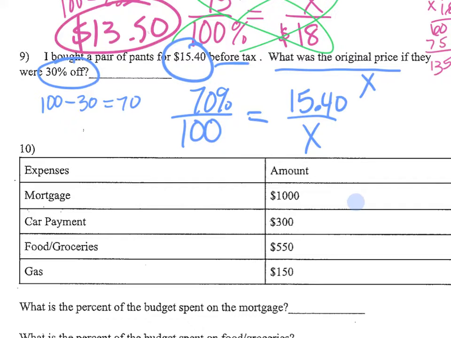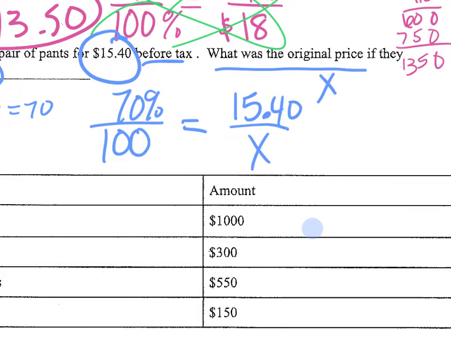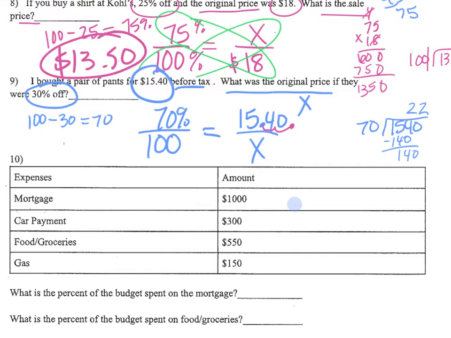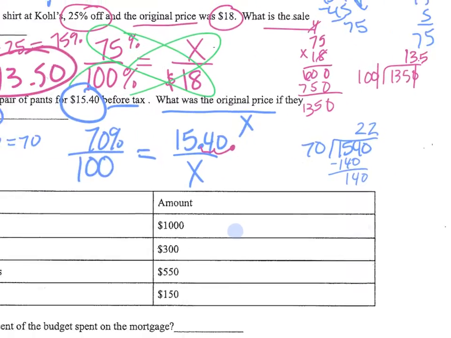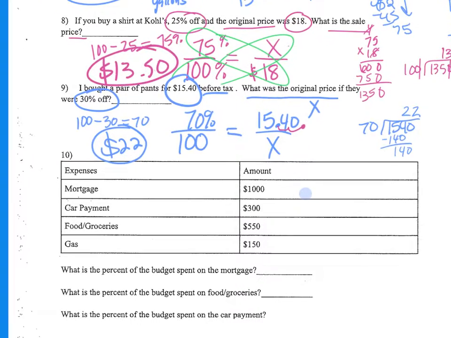So cross multiply and divide. Remember a trick: if you multiply a decimal by 100, you can just move your decimal 2 spaces to the right. 1,540 divided by 70. You've seen that. No, I haven't. Well, now you have. So 1,540 divided by 70, and we get 22. So $22 was our original price, but we only paid $15.40.